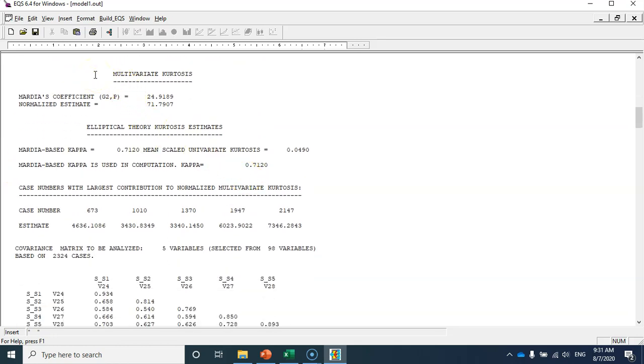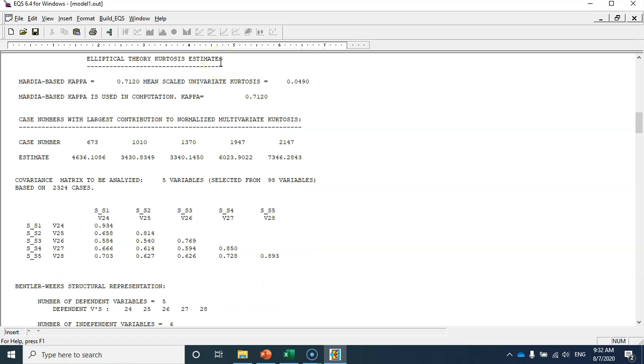Then we have multivariate kurtosis statistic. This is Mardia's coefficient and also its normalized version. So the important statistic in this section is the normalized estimate of multivariate kurtosis, which is 71.79. And basically when this value is greater than 5, it is the indication of multivariate non-normality of the data. So in this example, our data is multivariate non-normal.